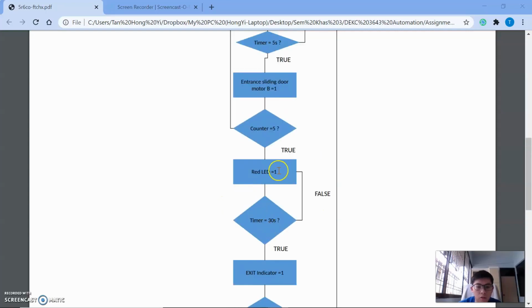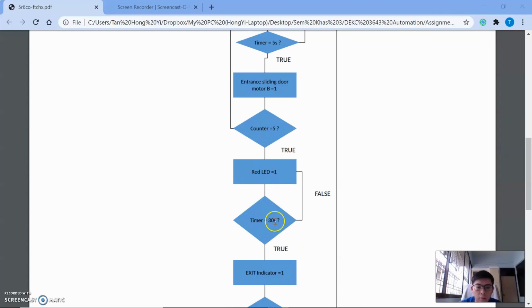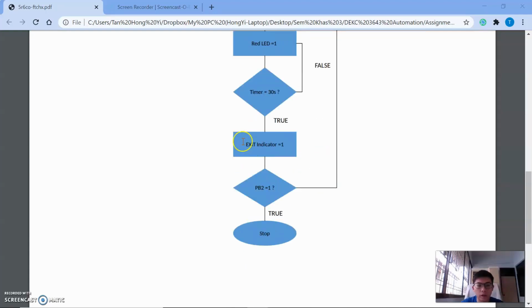Here, if the timer equals 30 minutes, only the exit indicator equals 1. If the timer does not equal 30 minutes, the red LED will continue to light up until the timer equals 30 minutes. When the exit indicator equals 1, the door will open and the people will exit.